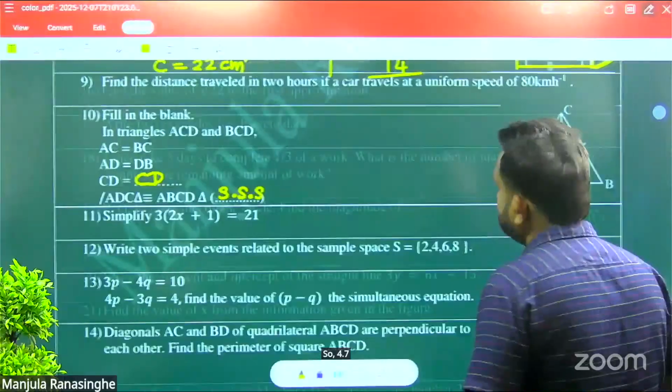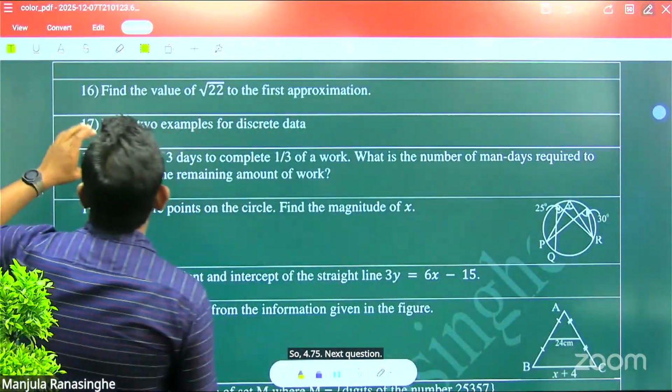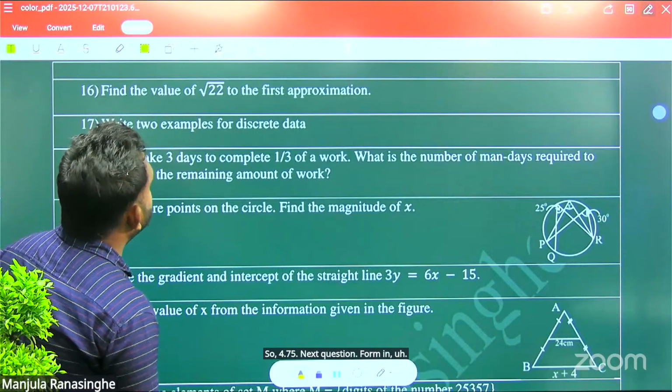Next question. Write two examples for discrete data.